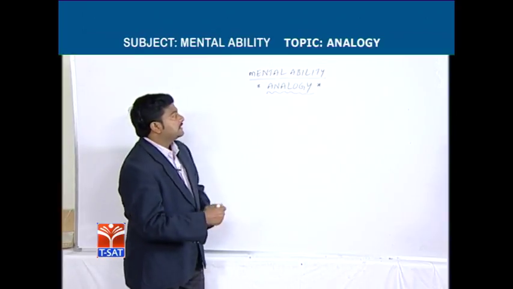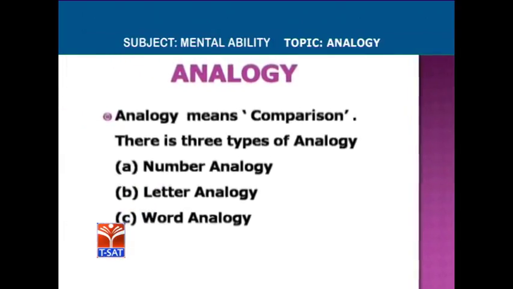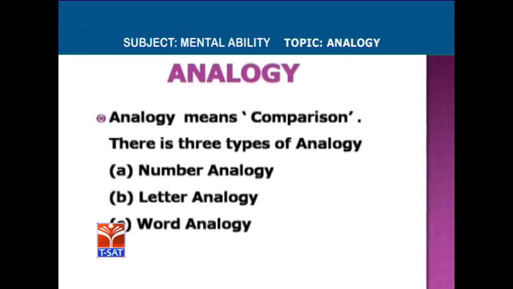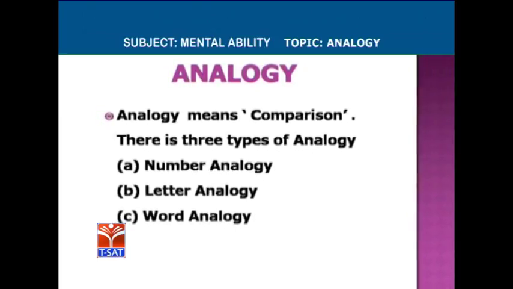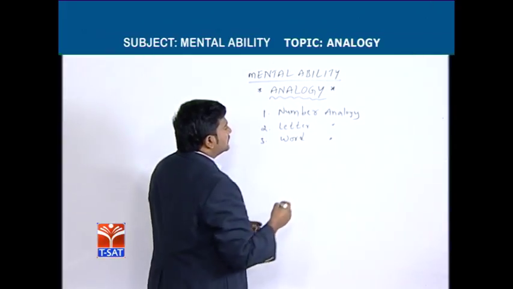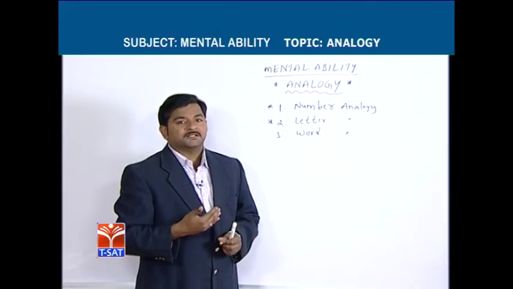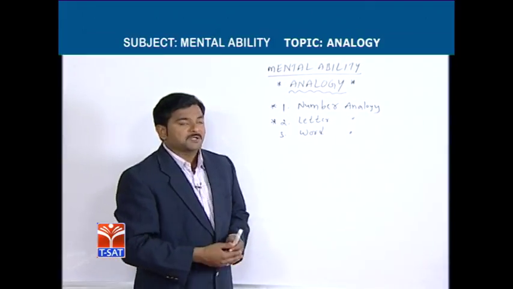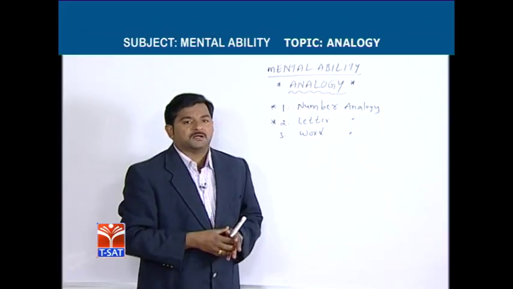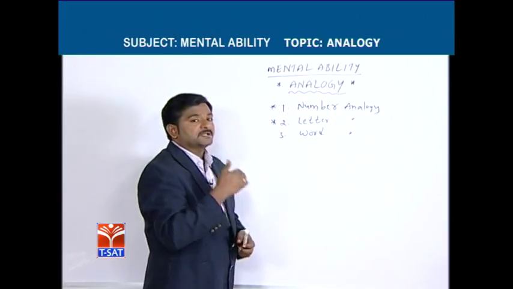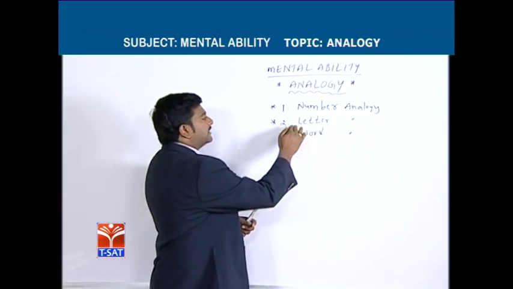Okay, so once again, analogy is three types. Type 1 is number analogy, type 2 is letter analogy, and type 3 is word analogy. About number analogy and letter analogy, we have seen some concepts in letter series and number series also. If you remember, we have seen different concepts in number series, and the same concepts we are going to apply in number analogy also. Similarly, in letter series also we have seen many concepts, and the same ideas we are going to apply in letter analogy part also.